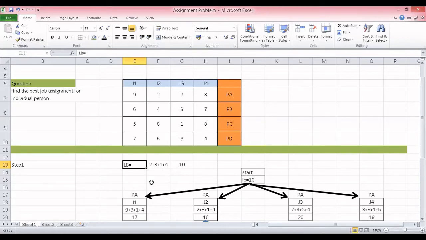Now, today we are discussing the assignment problem. This is a minimization problem, so we are calculating the lower bound. In this minimization problem, we are going to assign jobs to individual people in such a way that the cost or the amount spent by us is minimum.